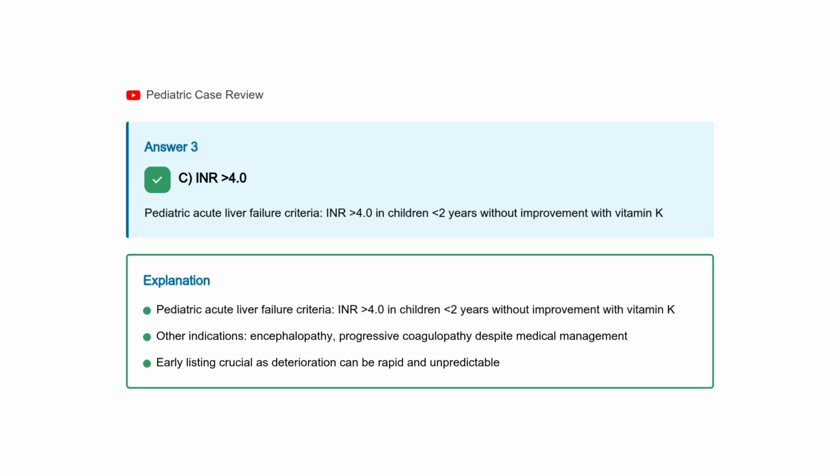Pediatric acute liver failure criteria include international normalized ratio greater than 4.0 in children under 2 years without improvement with vitamin K. Other important indications include encephalopathy and progressive coagulopathy despite medical management. Early listing for transplantation is crucial as deterioration can be rapid and unpredictable in these cases.